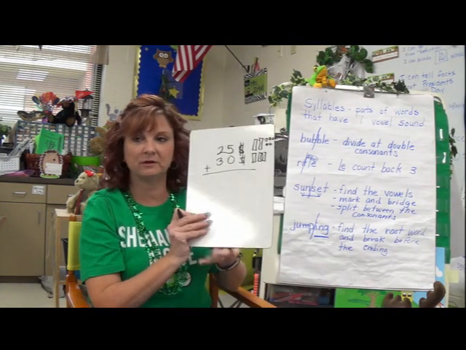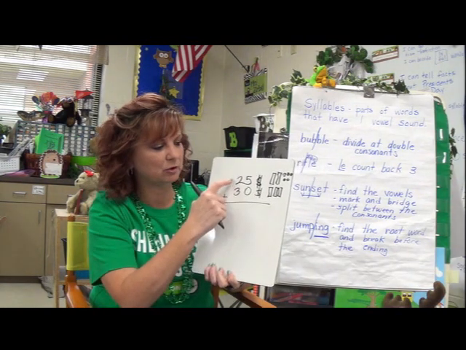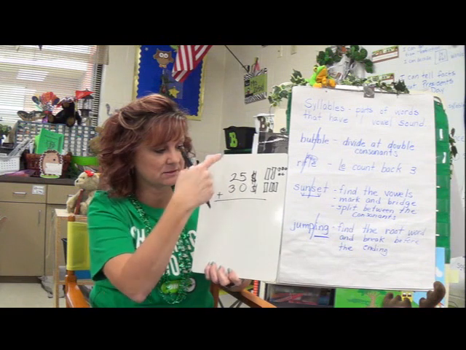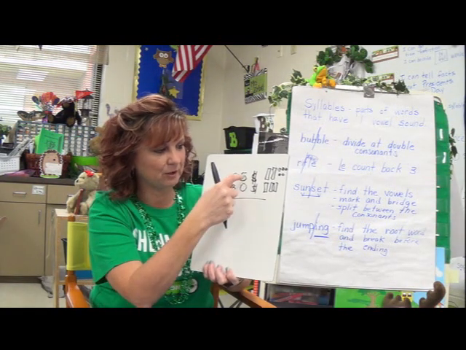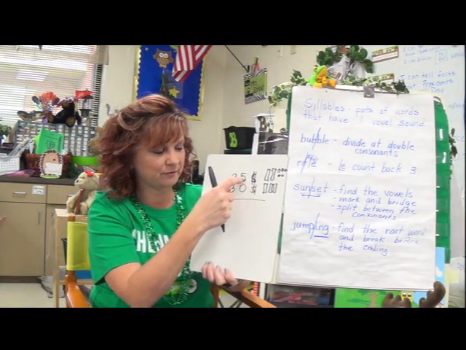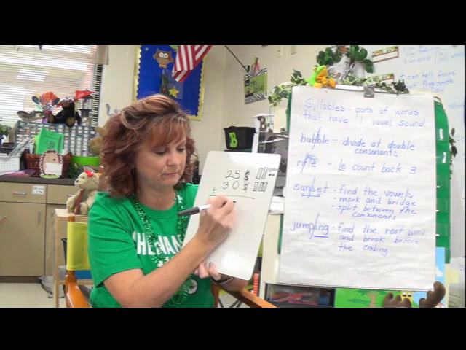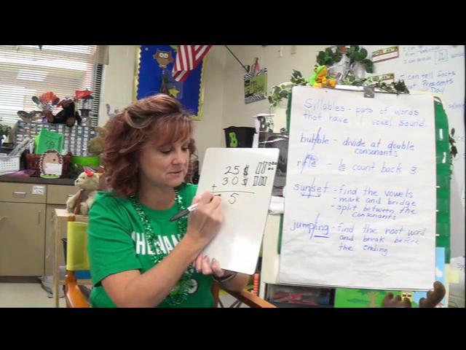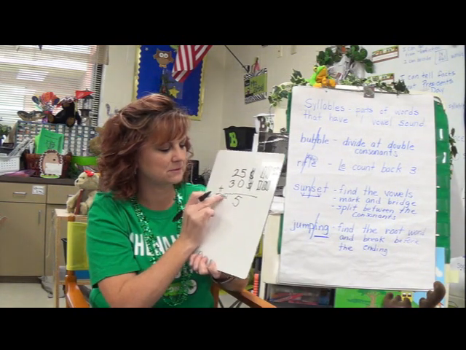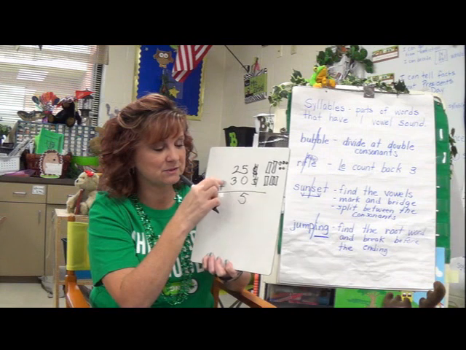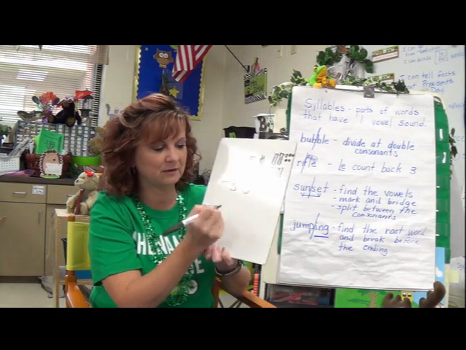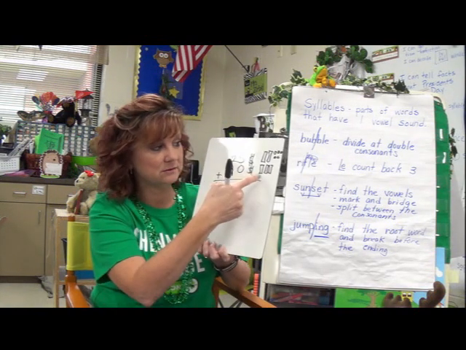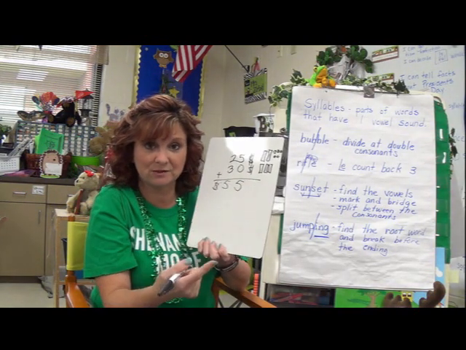All right, now you could have done it two different ways. You could write the equation, 25 plus 30, as long as you keep your ones with your ones and your tens with your tens. All right, 5 plus 0 is still 5. 2 tens plus 3 tens is 5 tens, so how much money do they have? They have $55.